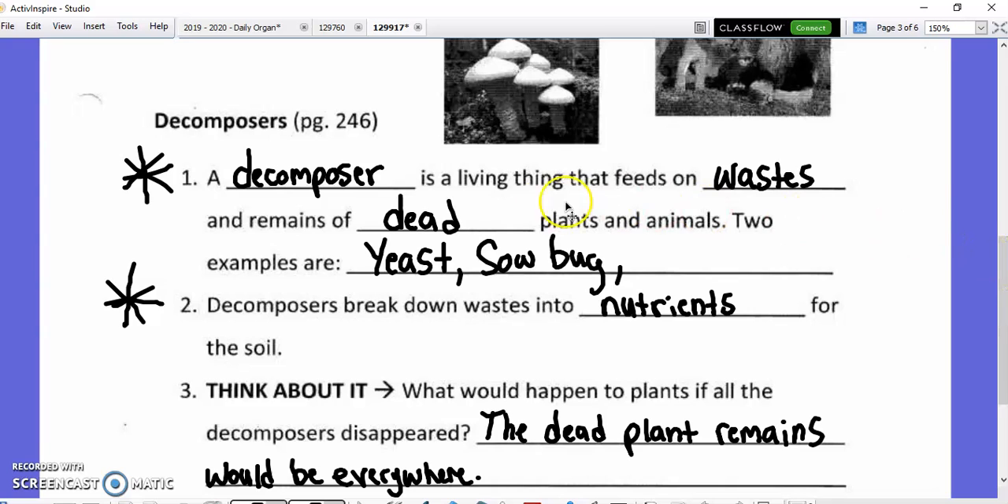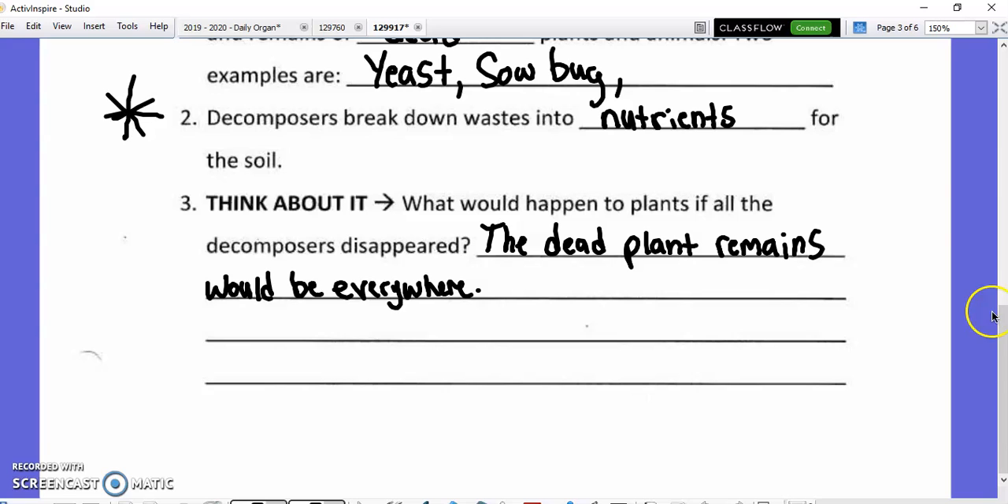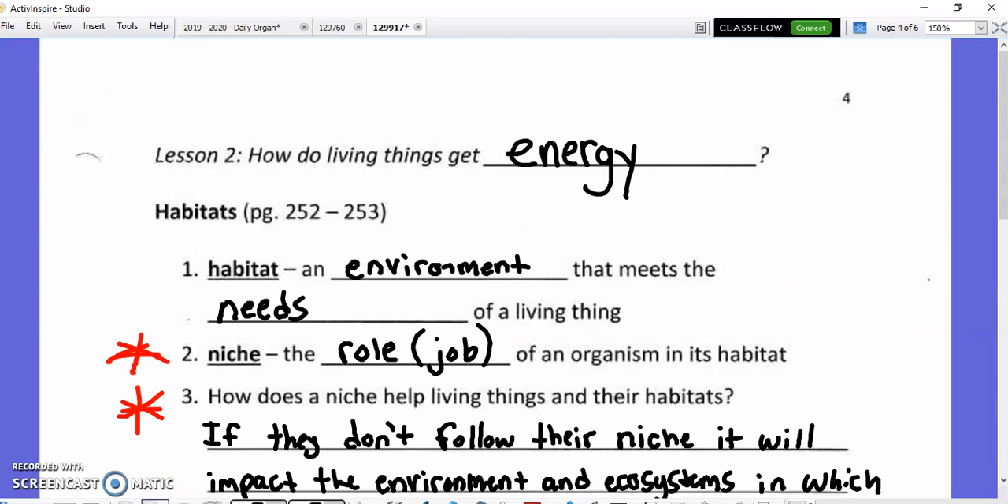Two examples would be yeast. We used yeast in our banana decomposing project. Sow bugs would be another one. Decomposers break down wastes into nutrients for the soil. Think about it. If you didn't have decomposers and plants died, the world would be full of dead plant remains. They'd be everywhere. The same would happen to dead animals because nothing would be there to decompose the dead remains.